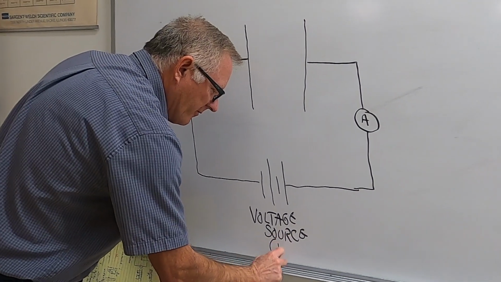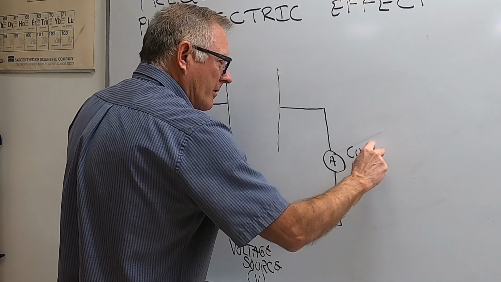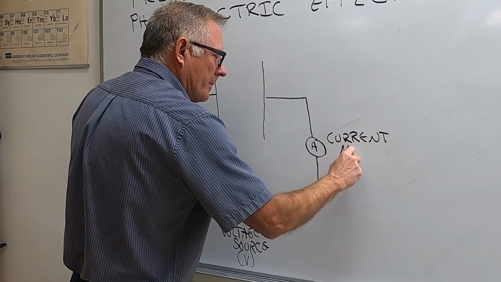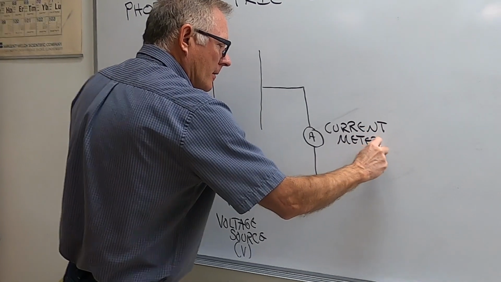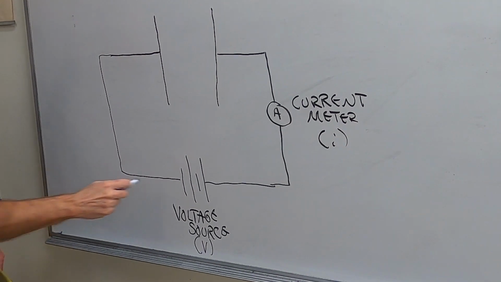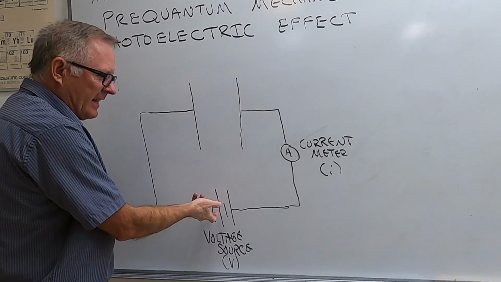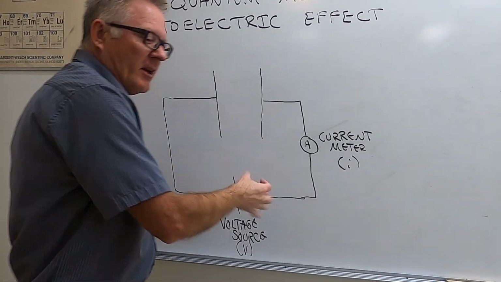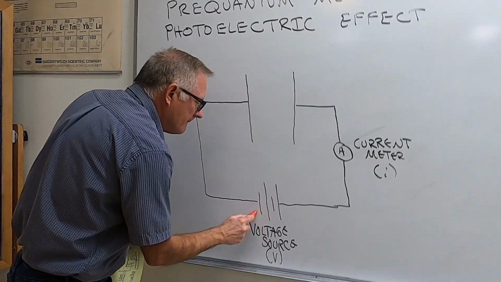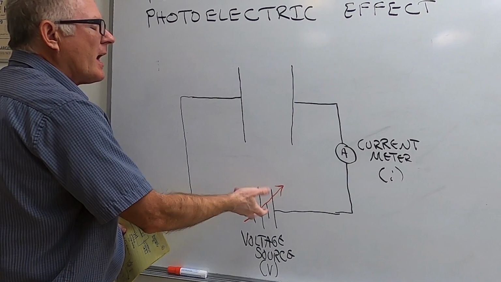We'll just call it V. And this is my current meter, and this will measure, we'll call it little i. Now I'm going to make this a variable voltage source so I can turn it up, turn it down, turn it negative. So if we put a little arrow across here, that means it's a variable voltage source. I can turn it up, turn it down.